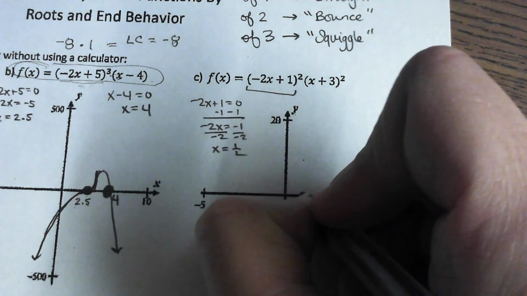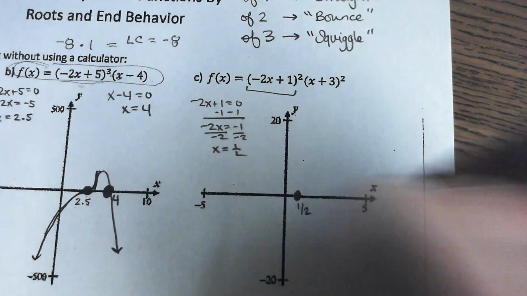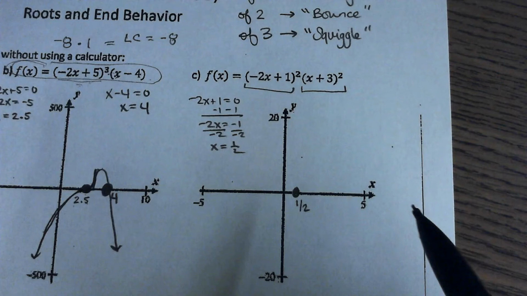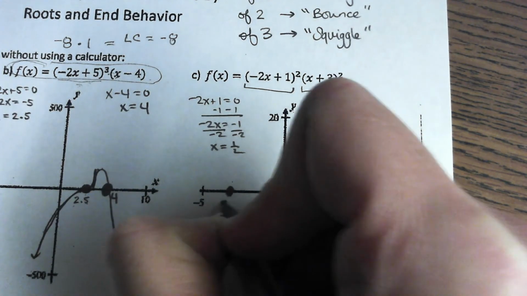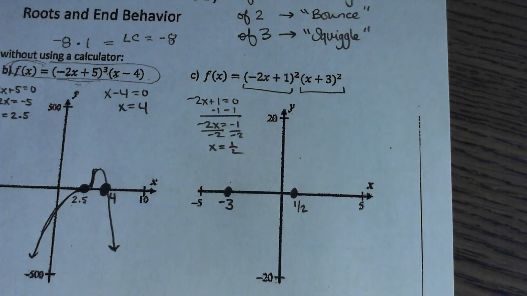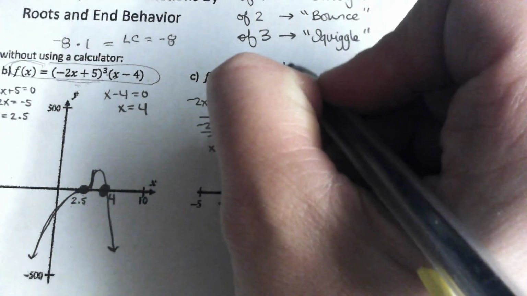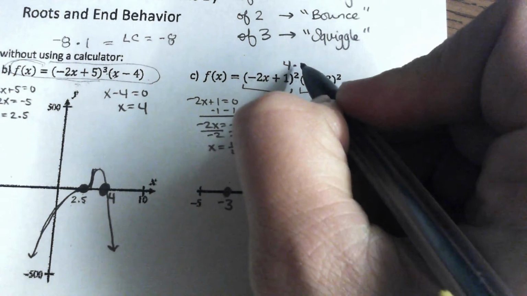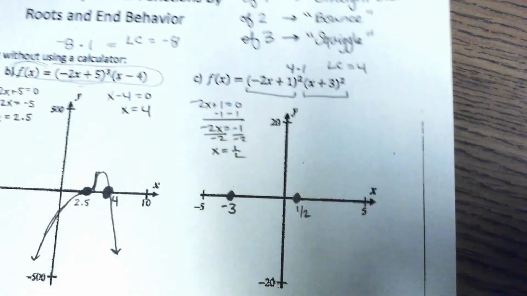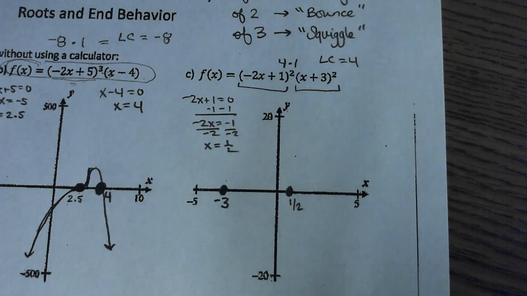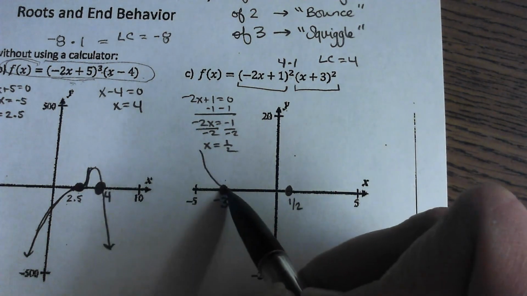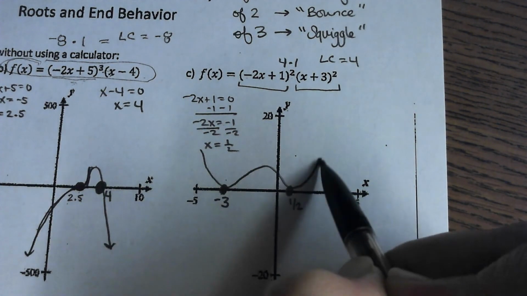1/2. And it's a double root, so that's going to bounce. And where's this root? -3. And that's a double, so it's going to bounce off of that as well. Overall, what's the degree? 4. So it's either opening up or opening down. The leading coefficient will be a -2 squared, which is 4, times a 1 squared, which is a 1. So the leading coefficient is a 4. So positive. So is it opening up or opening down? Up. So it's going to bounce off of -3. It's going to bounce off of a 1/2.